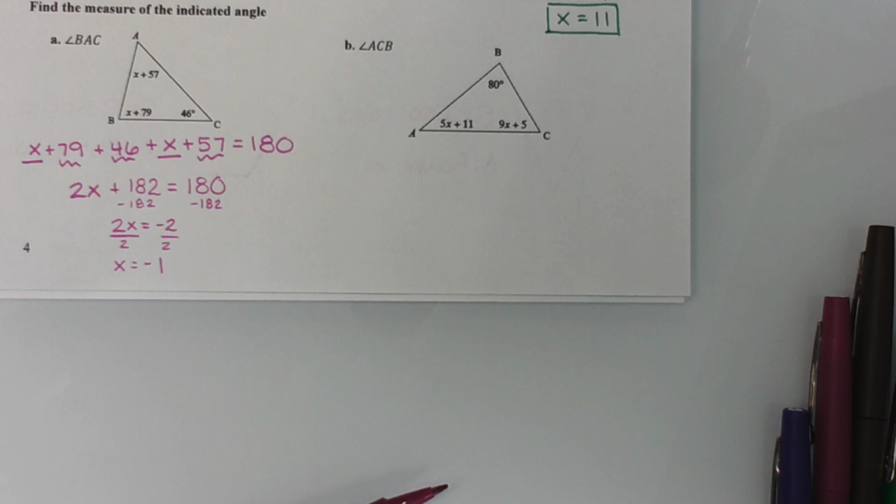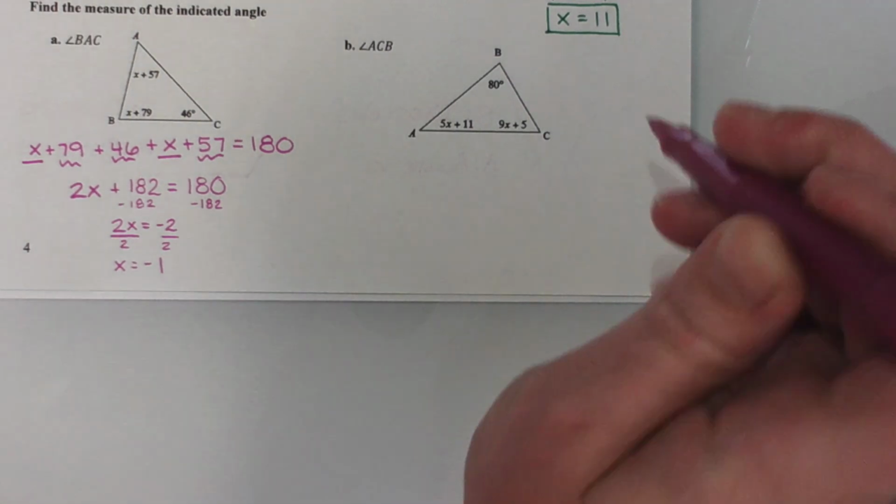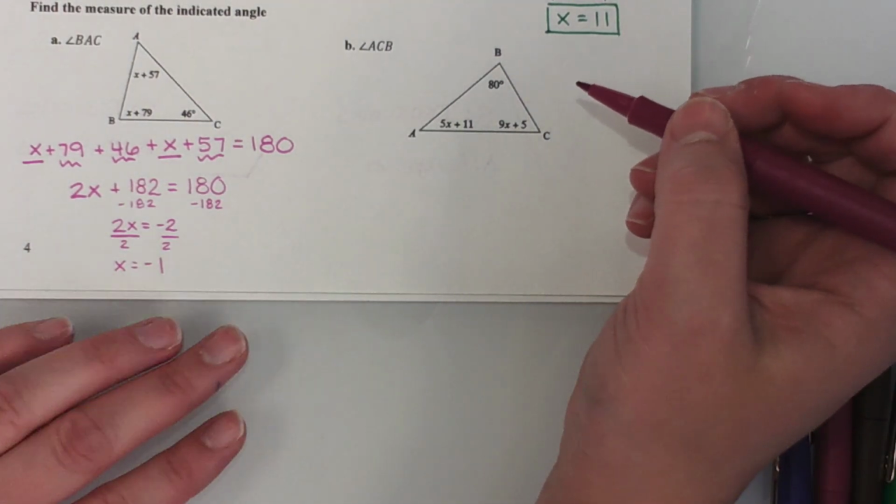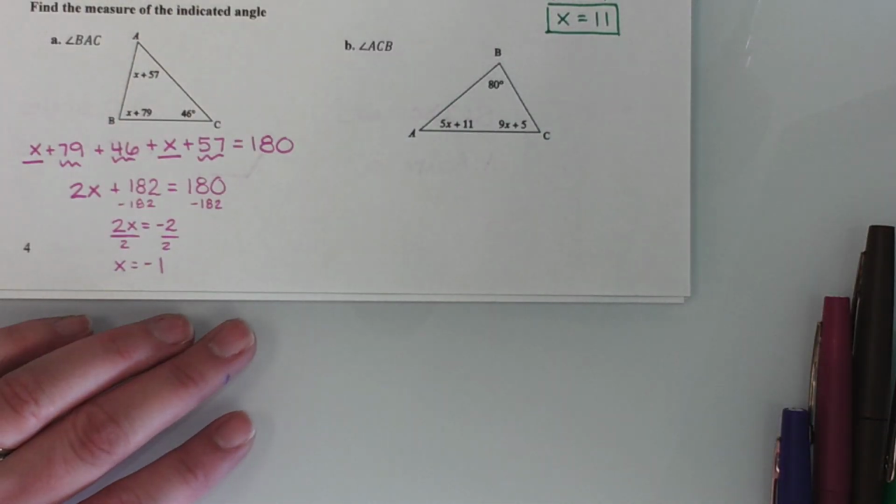The most common mistake that I see is in a triangle, I ask people to find the measure of angle BAC, and they're like, which one's that? Is it the x plus 57, the x plus 79, or is it the 46? It's the one that starts with a B. The one that's by the B. Remember? It's the whole thing.